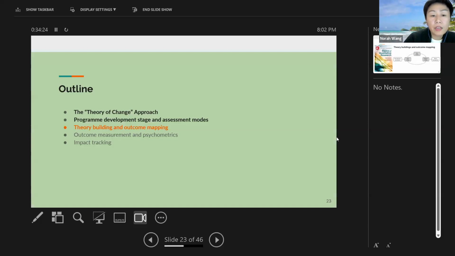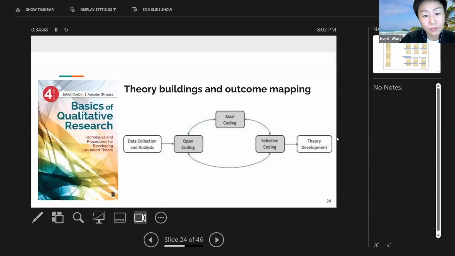Okay, so now I'd like to talk about the third part, which is theory building and outcome mapping. Any questions regarding the relationship between program development stage and assessment mode? Okay, good. So now I'm going to talk about what kind of methods we can use to build the theory and also to map the outcomes. Please bear with me. Now I'm going to introduce another research method. If you are nerdy enough, you'll be very interested in this part.